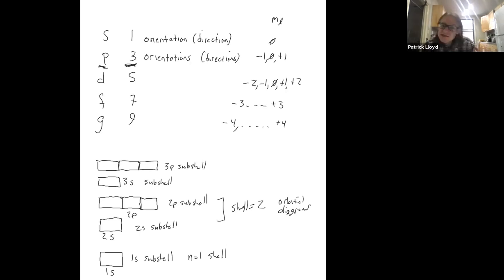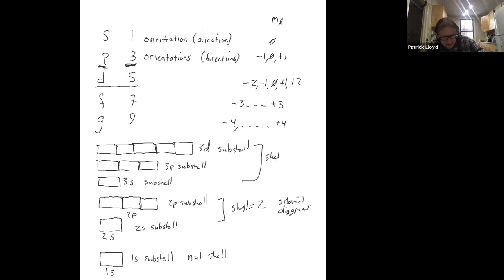But then once you get up to n equals 3, L can be 0, 1, or 2. 2 is a d orbital. How many do the Ds have? 5. That subshell has 5 orbitals. 1, 2, 3, 4, 5. 3D subshell. And all of those together are shell 3. Right? n equals 3. Those are all the subshells and all the orbitals and any electrons that are in those orbitals. That's all the third shell. And you can keep going on and on and on.